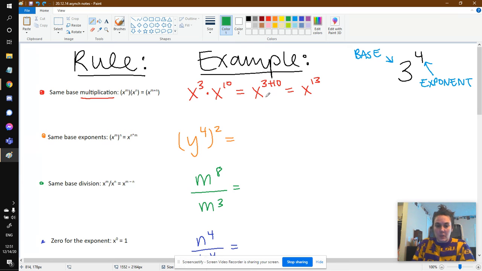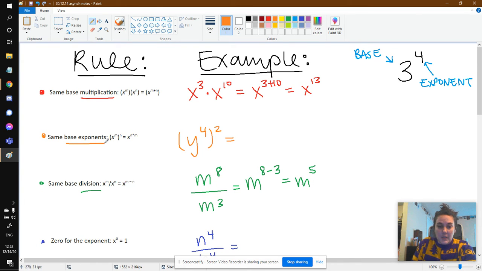Let's skip down to this green one. We've got same base division. That's, again, when your base is the same. So x to the m divided by x to the n, and we're dividing them. The way we simplify that is we subtract the exponents. So here we check, we've got the same base. We've got m to the 8th over m cubed. This becomes m to the 8 minus 3, which becomes m to the 5th.